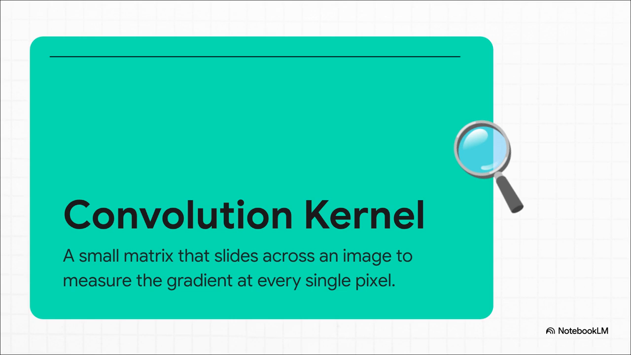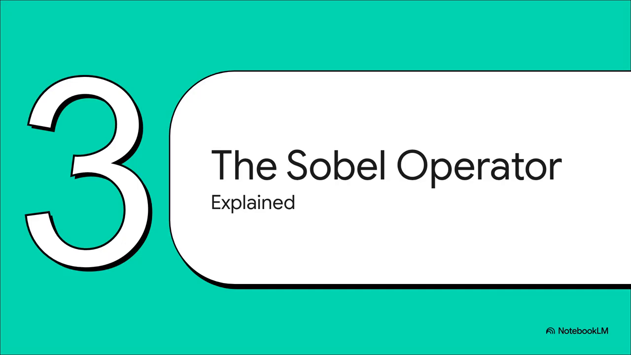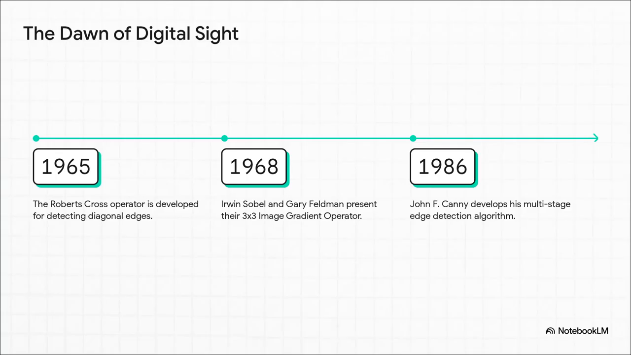Now, to measure that gradient everywhere in the picture, we use this really cool tool called a convolution kernel. You can think of it like a tiny magnifying glass, a little grid of numbers that just slides over every single pixel of the image to calculate how steep the landscape is at that exact spot. And all of this brings us to one of the classic foundational algorithms that uses this exact technique, the Sobel operator. Now, the Sobel operator didn't just appear out of nowhere. It was a key step in this much longer journey.